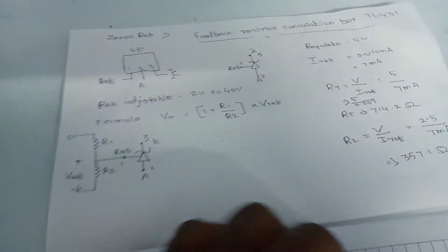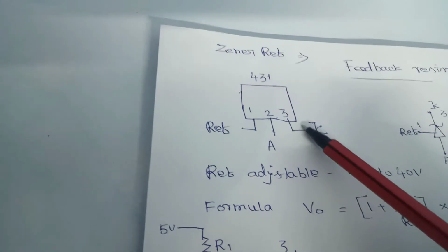So today we'll discuss this in a buck converter, a DC buck converter. Here you will see this is the TL431. It has three pins: one is the reference, another is the anode, and the cathode. See, this is the reference, this is the anode, this is the cathode.